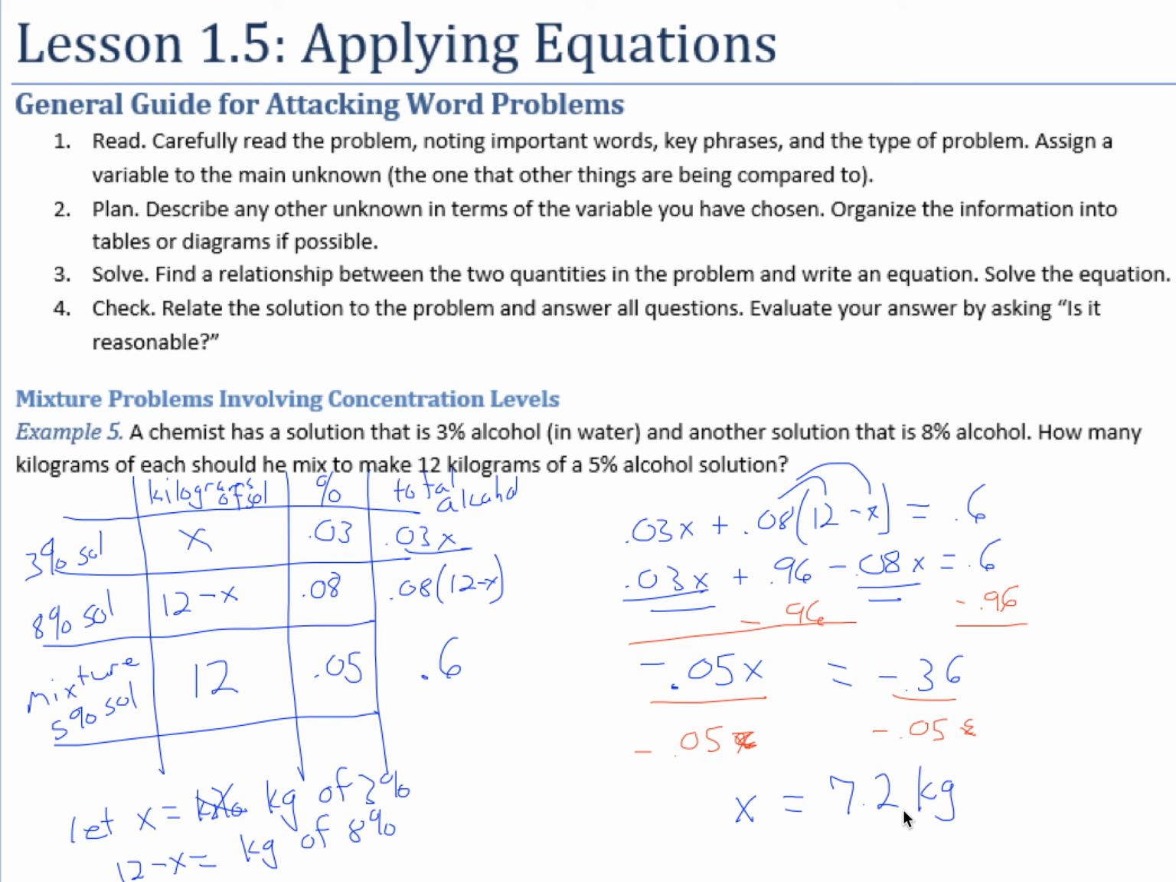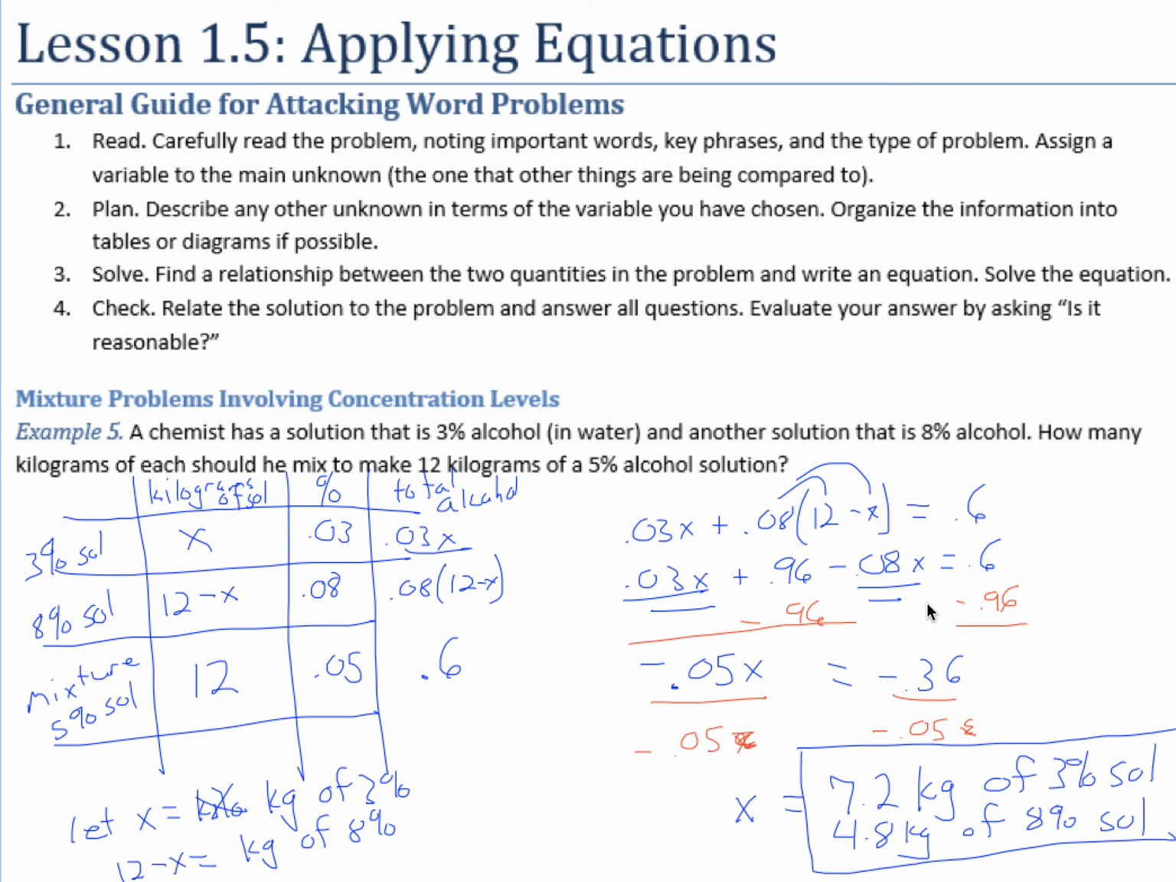kilograms, because the x represented the number of kilograms of 3% solution. And then to find the 8% solution, we would do 12 minus 7.2, which gives us 4.8 kilograms of the 8% solution. So if you take these two things and mix them together, you will get 12 kilograms of a 5% alcohol solution. And so there's a mixture problem involving percentages.